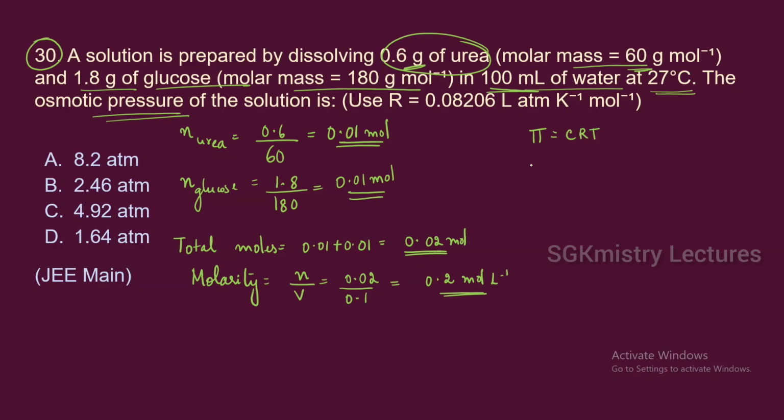C is nothing but the molarity. So pi is equal to, the molarity we already know is 0.2, into R, which is given as 0.08206, into the temperature. Now 27 degrees Celsius is given. It has to be converted into Kelvin scale. So 27 plus 273 will give you 300 Kelvin. So when you do the substitutions and calculate, you're going to get 4.92 atmospheric pressure. So we have the answer option C, that is 4.92 atmospheric pressure.